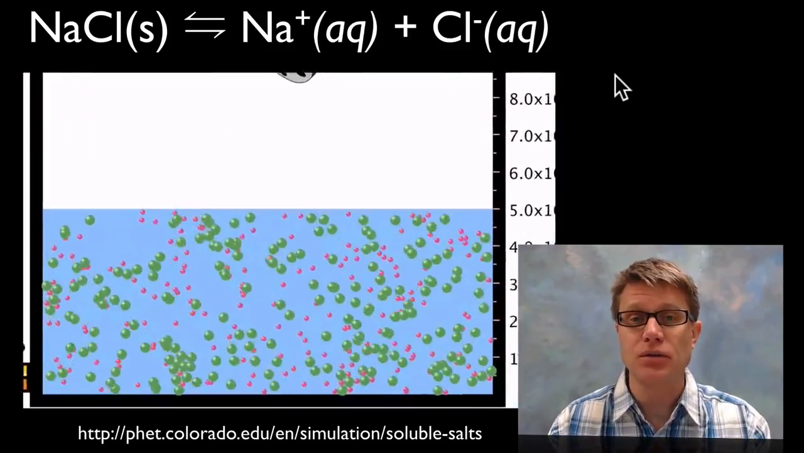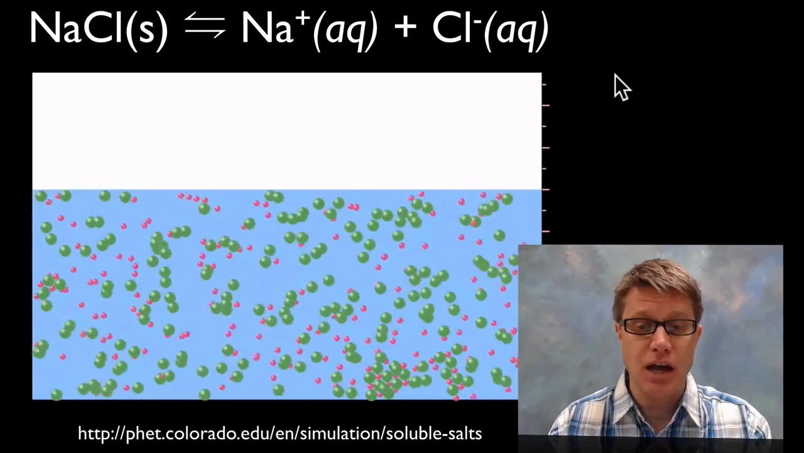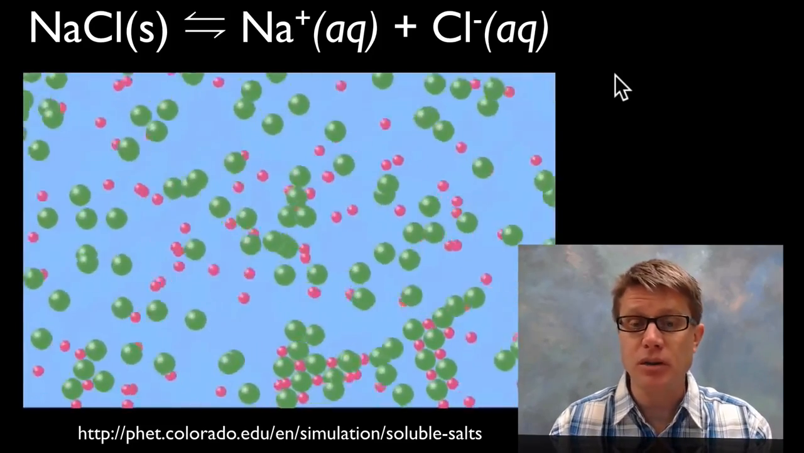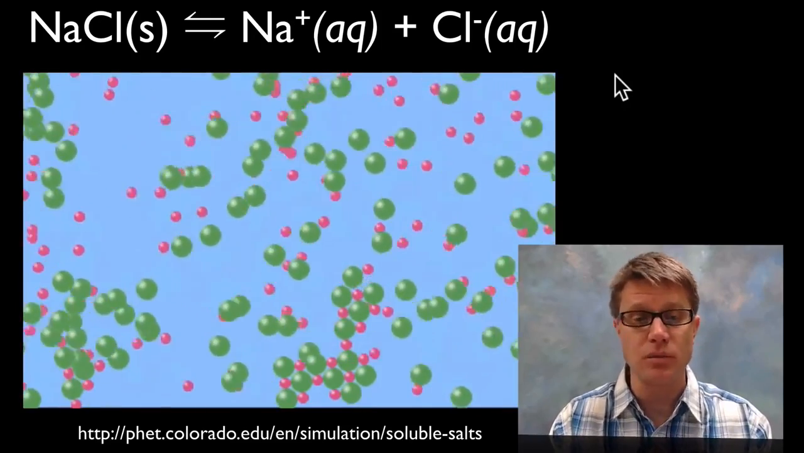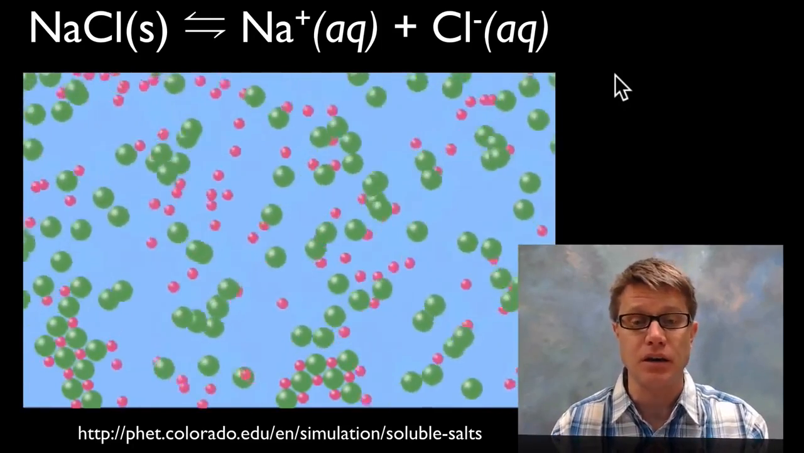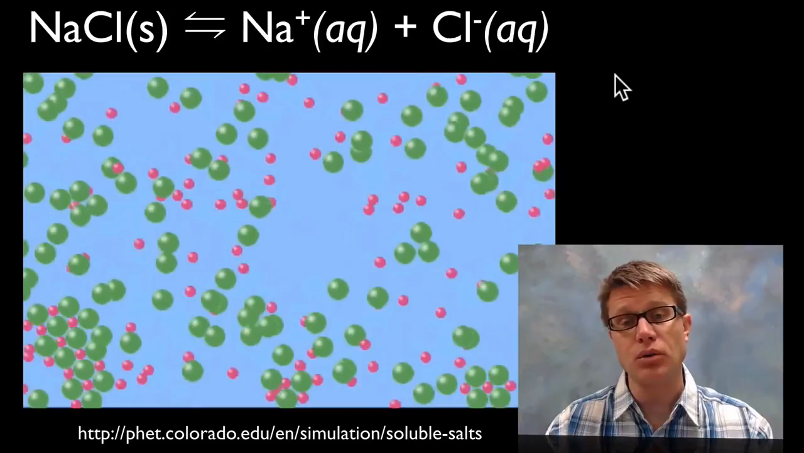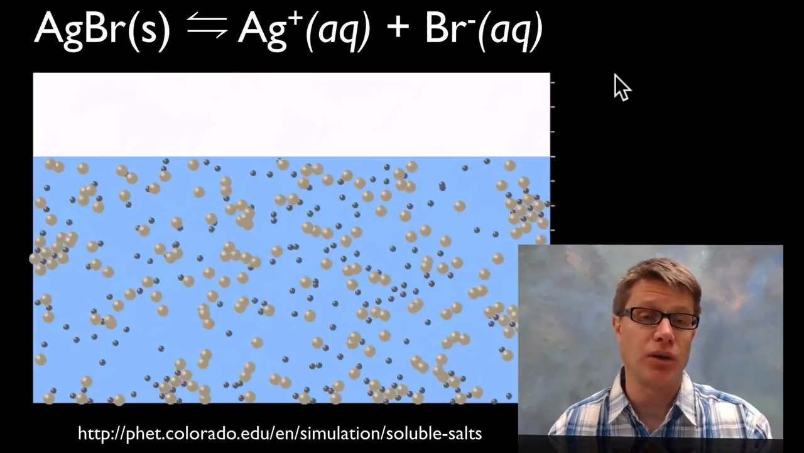Let's say I radically increase the number of ions. What's going to happen? Well, you can see that most of them are going to be in solution, but some are going to go back to that solid form. There's simply too many ions out there. And so we've pushed it more towards the right side of this reversible reaction.